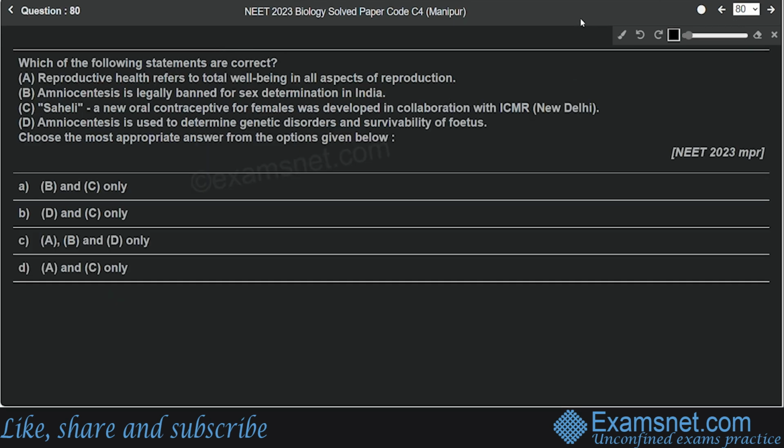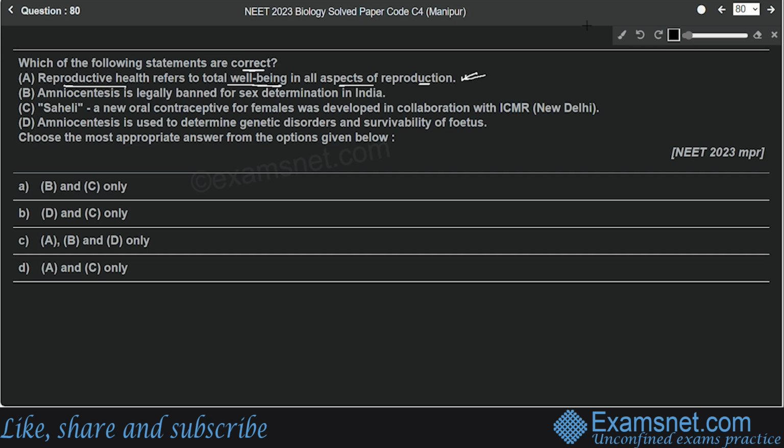Question number 80 is from the chapter Reproductive Health, and the question is, which of the following statements are correct? The first statement says that reproductive health refers to the total well-being in all aspects of reproduction. Yes, this is the correct definition of reproductive health. So this is a correct statement.